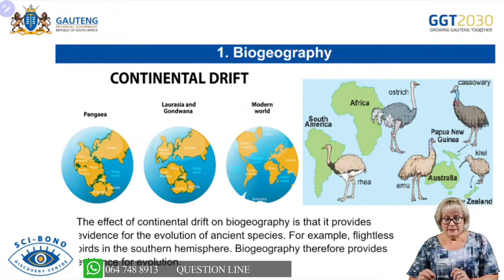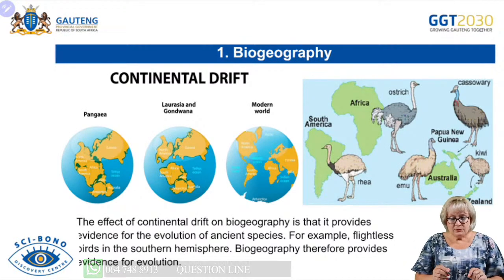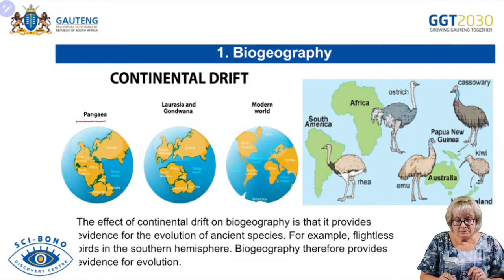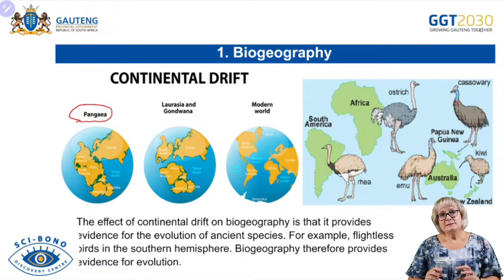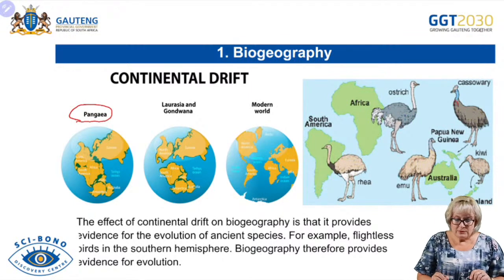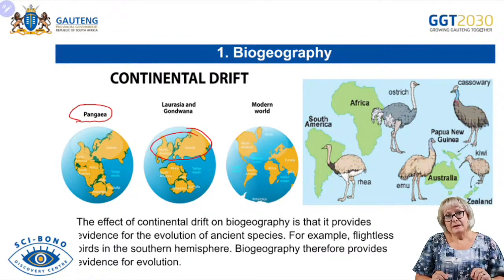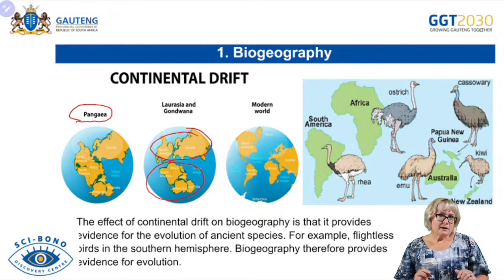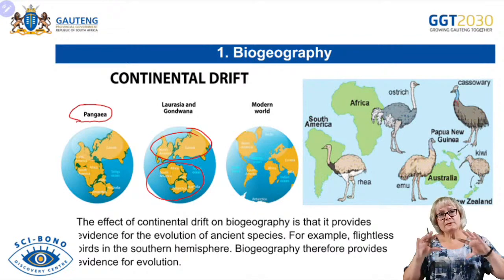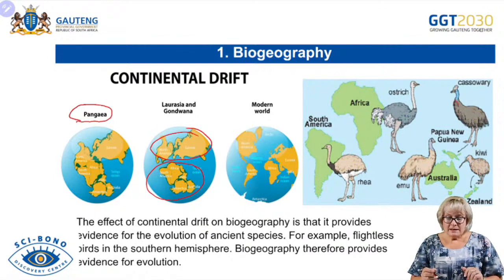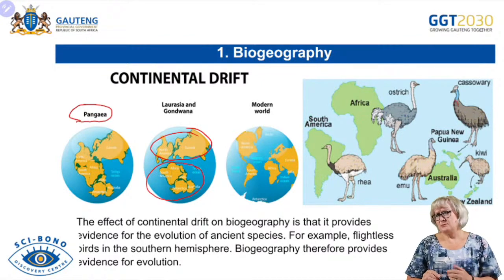Now, if we look in total, first of all, we started off with one big landmass that was known as Pangaea. Then there was a split towards the north and the south, and we have Laurasia, that's basically that part, and we have Gondwanaland, that is the bottom part. And then later, about 65 million years ago, the continents actually split further. They moved away to the east and the west, and this is how we know basically the modern world of today.